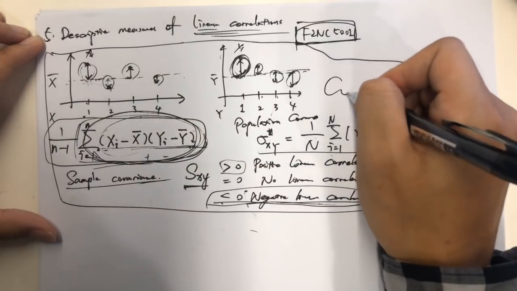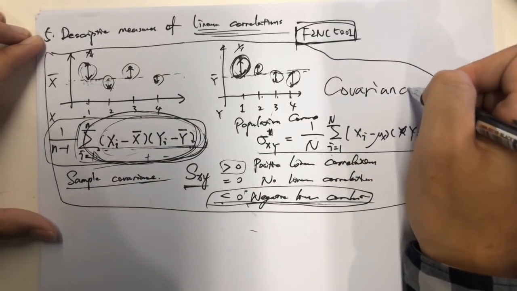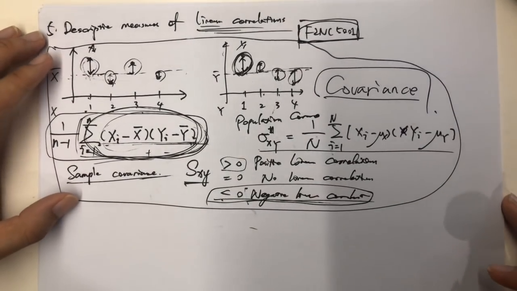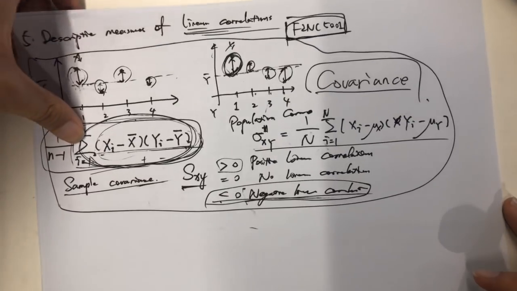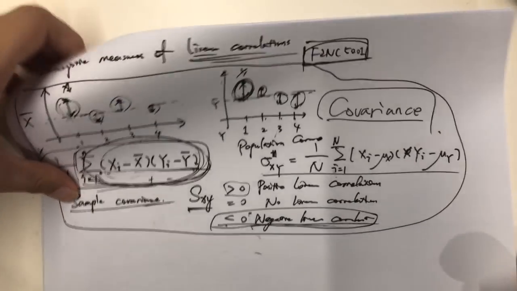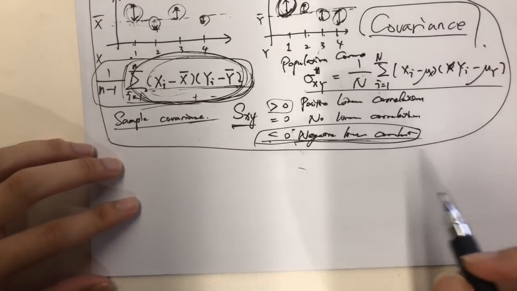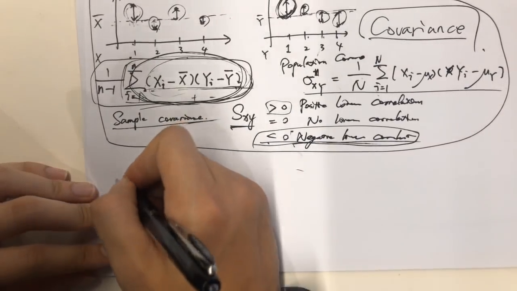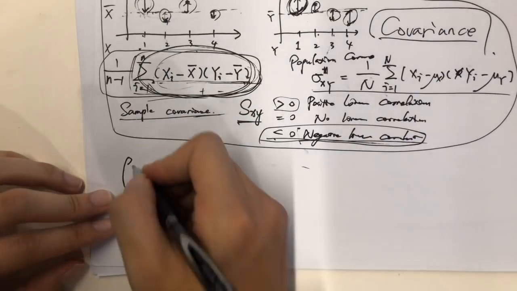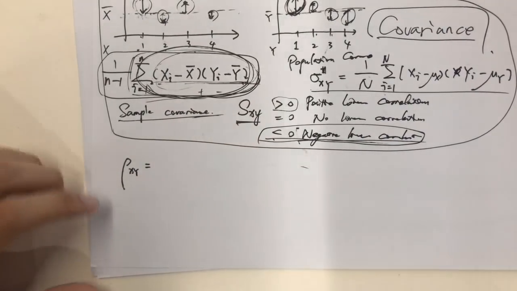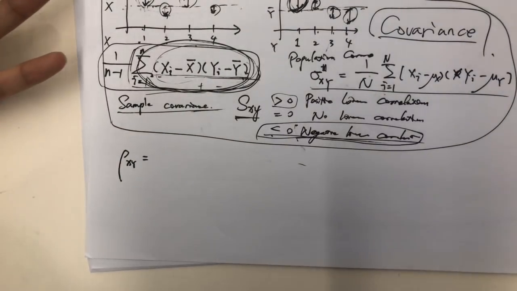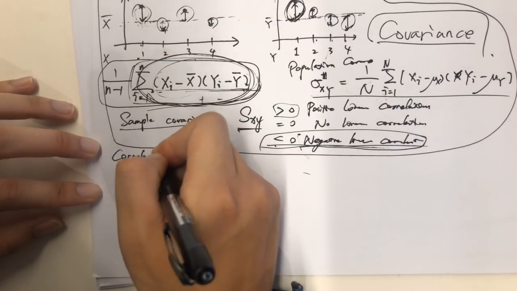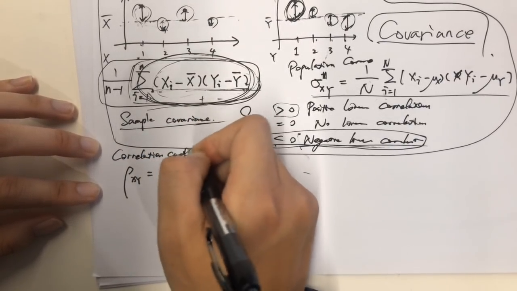Covariance. Okay? So here, this part is all about covariance. Now, lastly, the most annoying one, it's not annoying, but we also have a rho XY that stands for what? The correlation coefficient, okay? This is called the correlation coefficient.